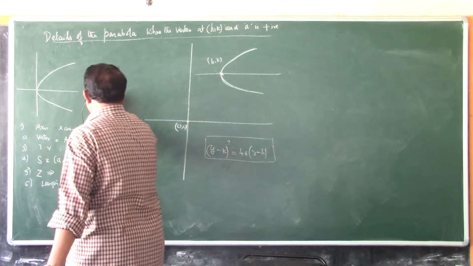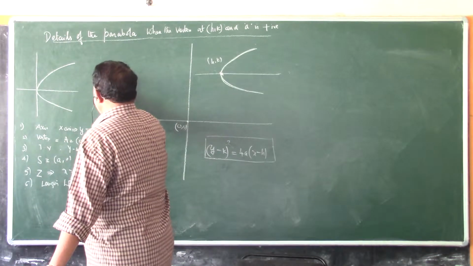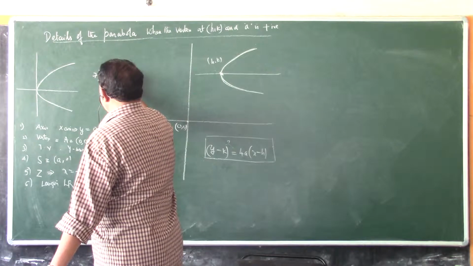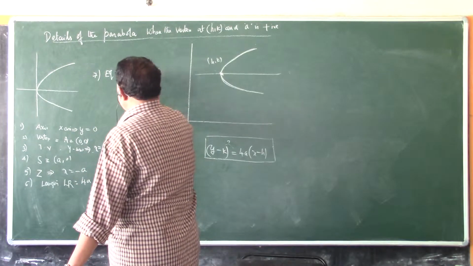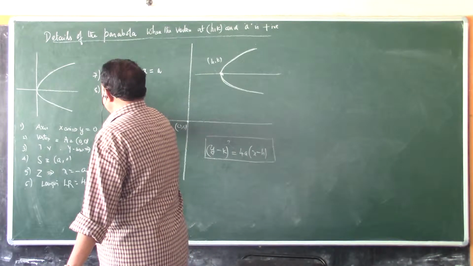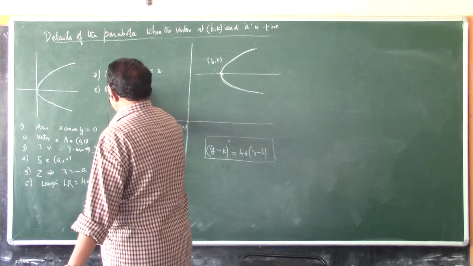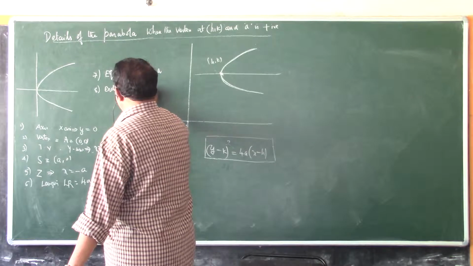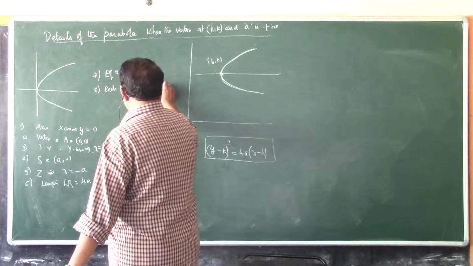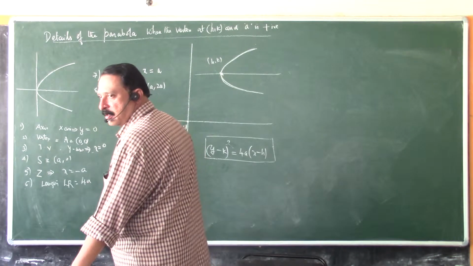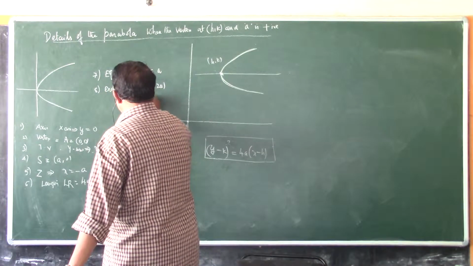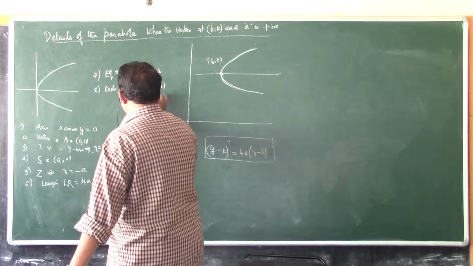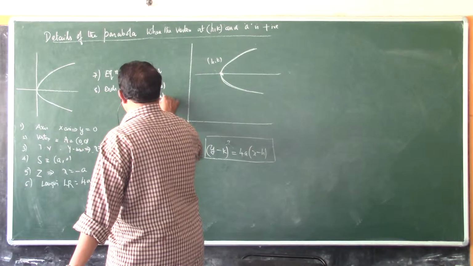And seventh one is the equation of LR. Equation of LR, that is x equals a. And lastly, ends of LR. Upper end L is (a, 2a). Lower end L dash is (a, −2a).